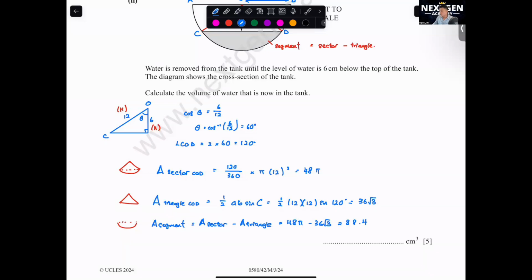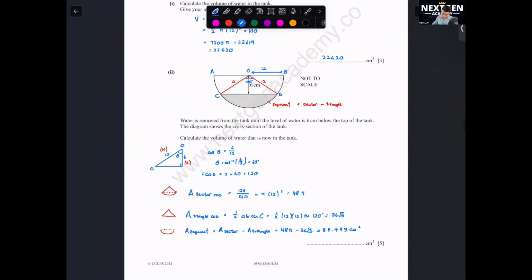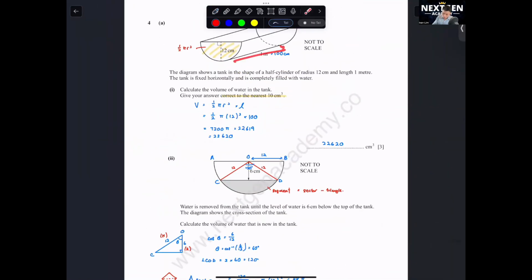Okay, 88.4. Okay, but this part here is just your area. Okay, we haven't finished yet. Maybe we write a bit more decimal place. 88.443. This is cm squared. Okay, what is the volume? So you go back here, volume, you have to use your prism method. Okay, like just now, we have to use the loaf of bread method.